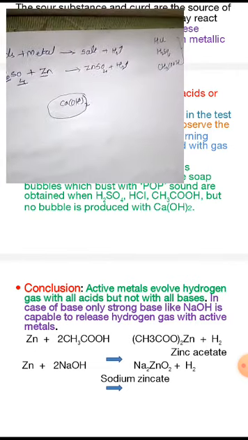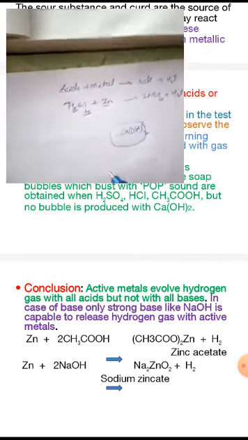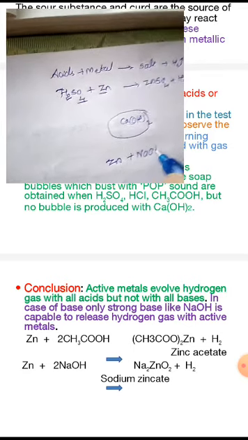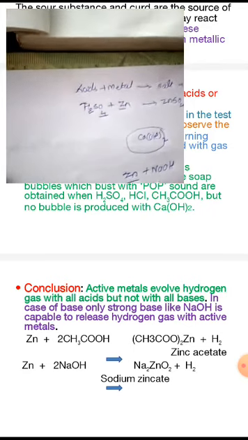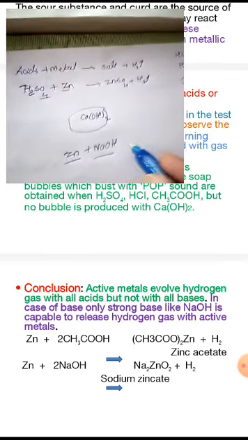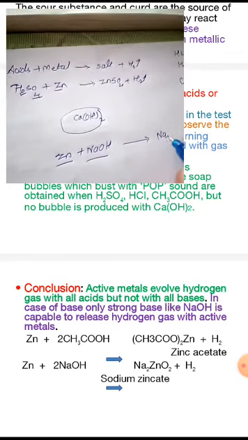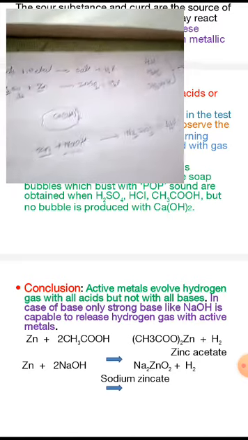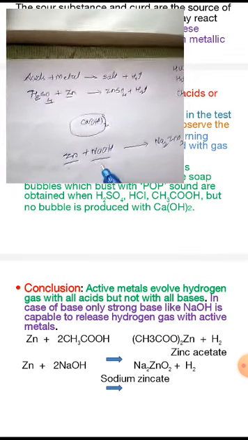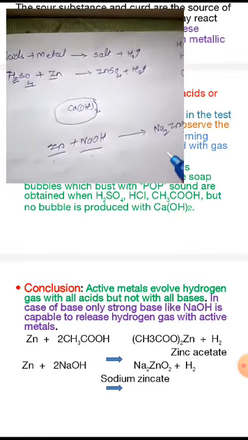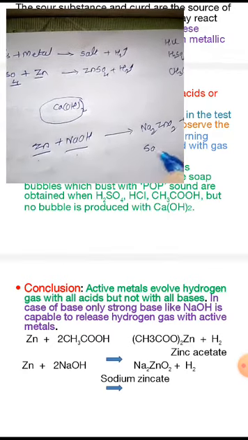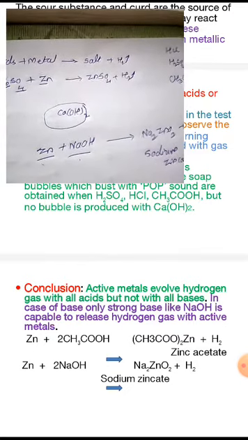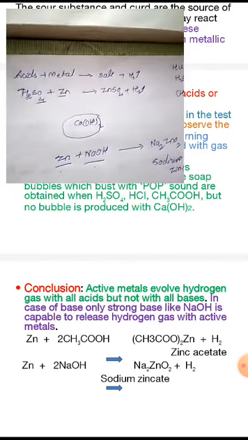Okay, see here, I will write the example. Zn plus NaOH. Zinc is a metal and NaOH is a base. It reacts and produces Na2ZnO2 plus H2. See here, the metal reacts with the base and produces a salt. Its name is sodium zincate. Then it releases hydrogen gas.